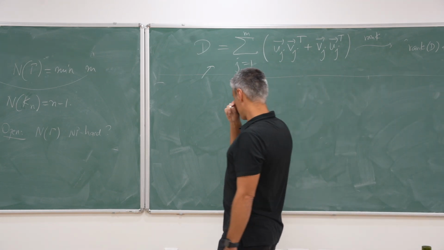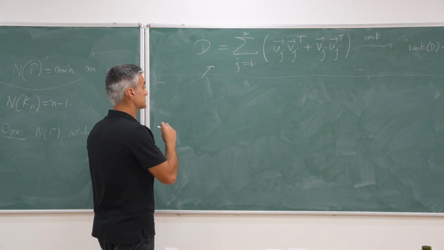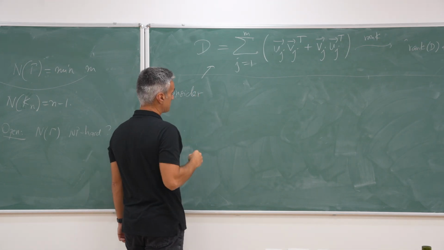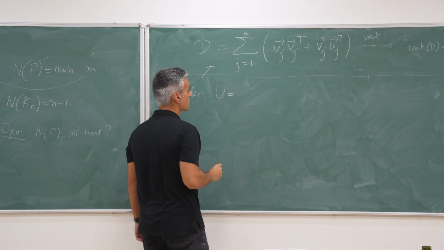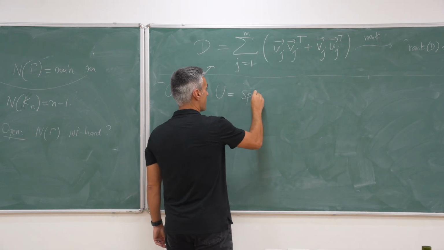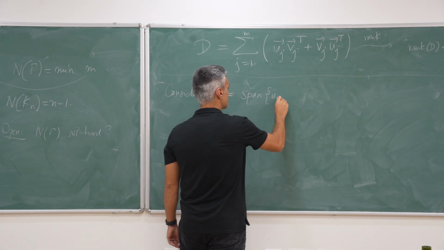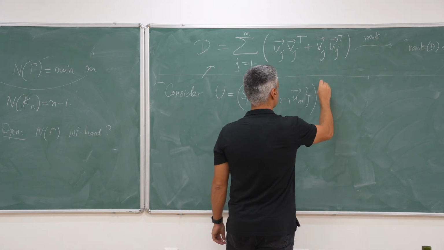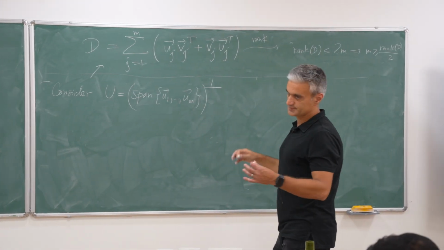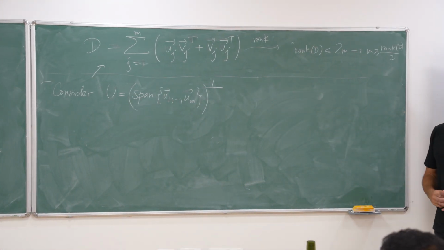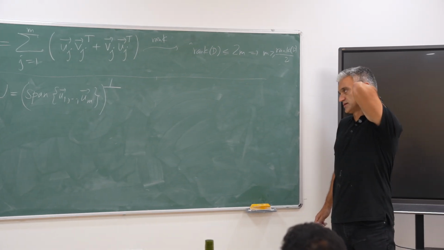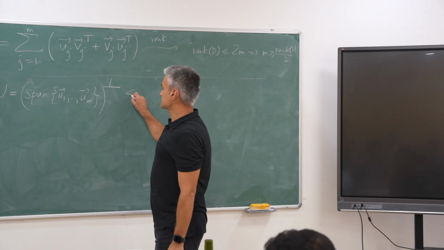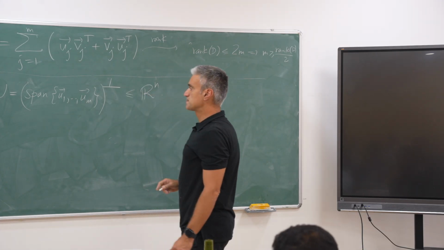Okay, so let's consider the following subspace. Let's call it U, which is the span of these vectors u1 through um. But I'll take the orthogonal complement of it. We'll see in a second why it works. So this is a subspace in a big space Rn.